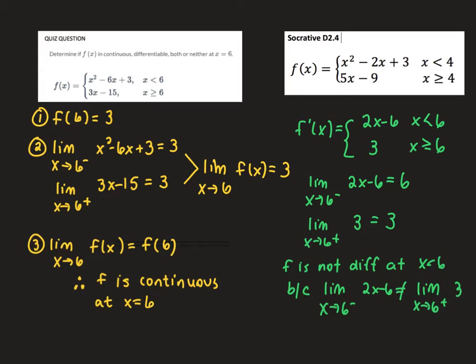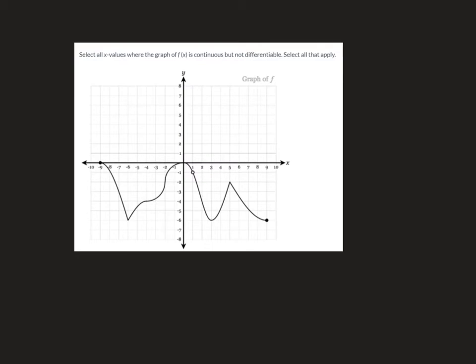On this question, I'm trying to find places where my function is continuous but not differentiable. So I would be looking for things like corner points, cusps, and vertical tangents. And as I trace along this graph, I see a corner point right here at x equals -6. So that is a value where my function's continuous but not differentiable, -6. And as I continue on, it looks like I hit a vertical tangent right here at -2. So I'm going to add -2 to my list.